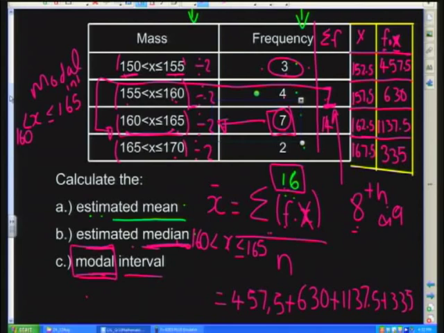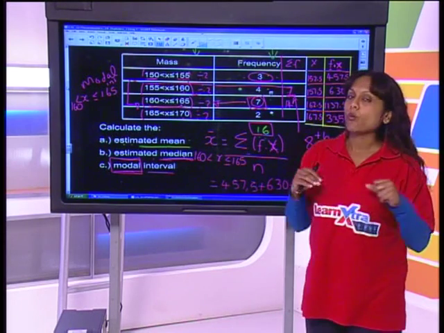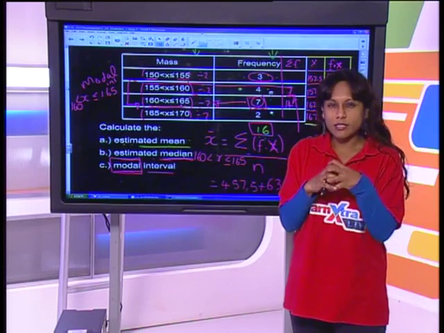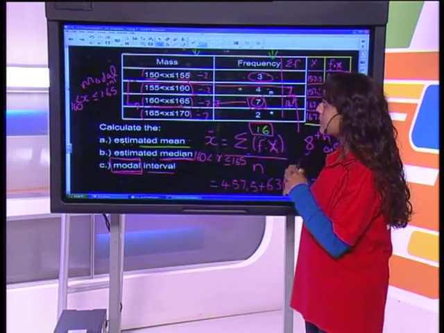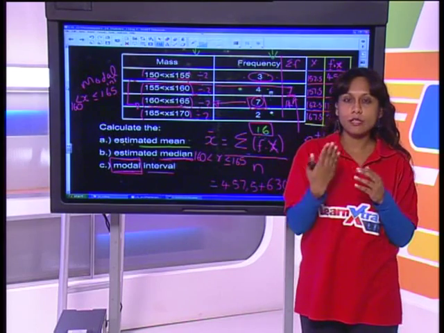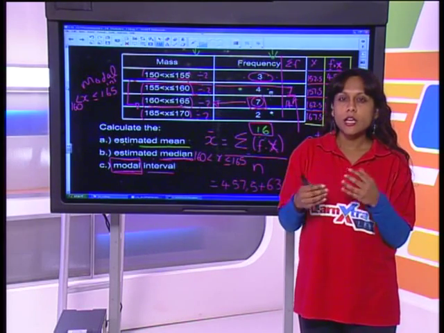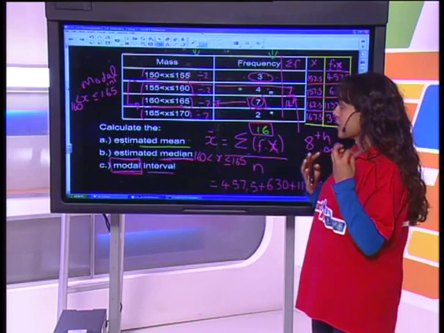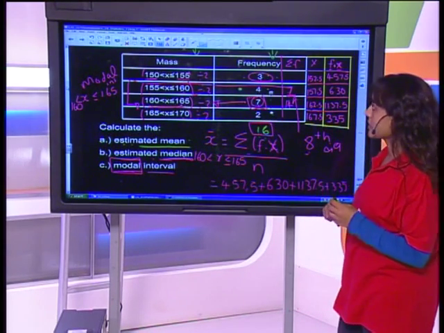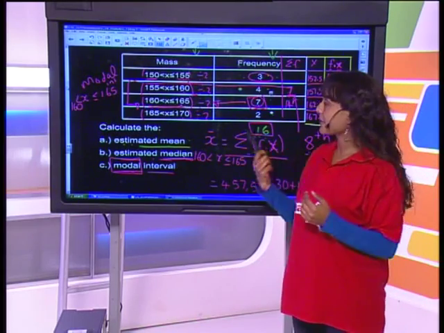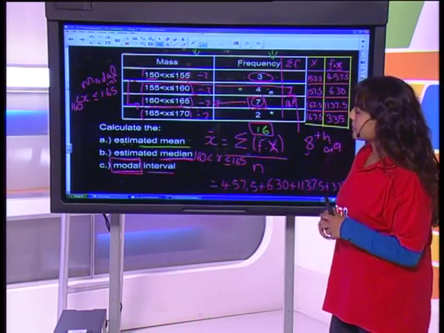Okay, and remember, because we're dealing with grouped data and we're dealing with continuous data in this case, we can't tell exactly what that mode is going to be. We just know that it's going to be in the interval, in the 3rd interval between 160 and 165. And we know that because we see that the most number of values occur in the 3rd interval, because we've got 7 values in that interval.